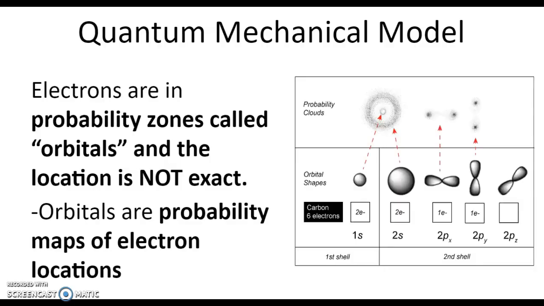Moving on to another model, we don't really know the exact location of electrons because they keep on moving around the nucleus. So the best that we can do for now is figure out where their probability zones are, called orbitals, because again, we can't know exactly where an electron is at any given time. Orbitals, not orbits. Orbitals are just the probability maps of where electrons could be. And we'll take a look at these little shells and these orbitals right next.